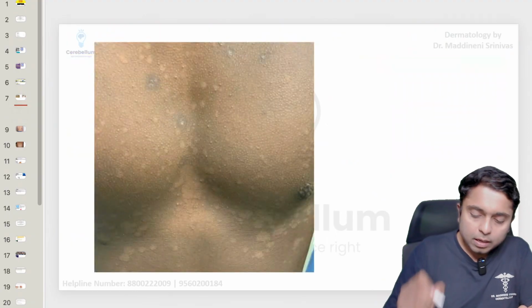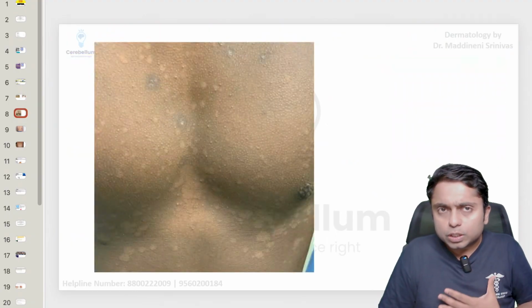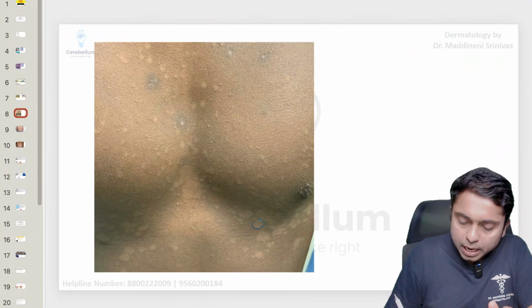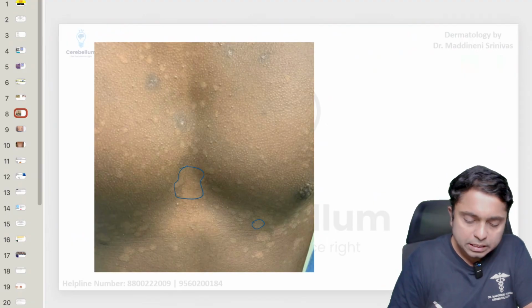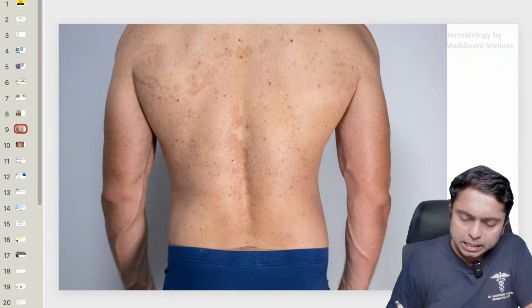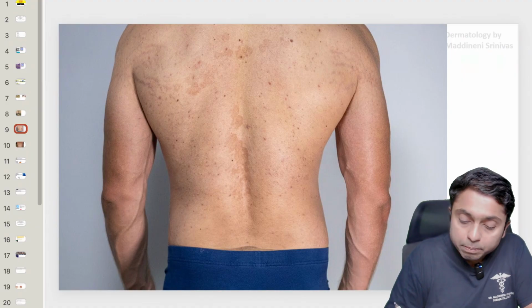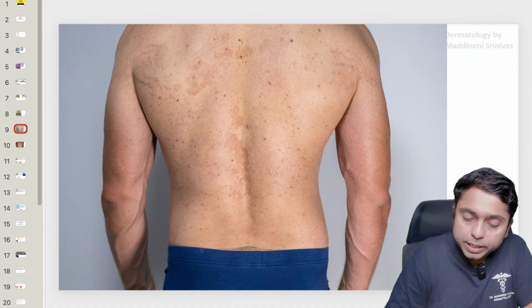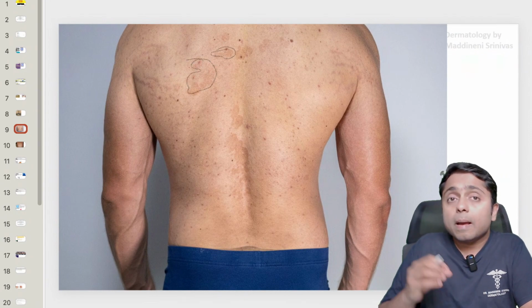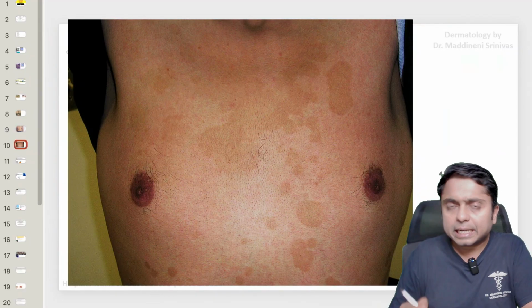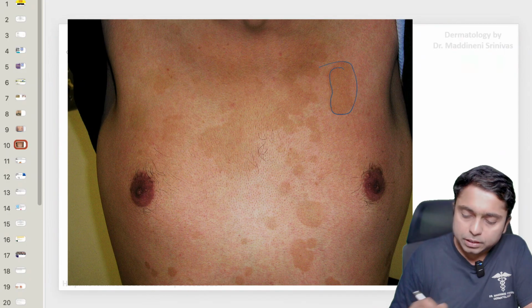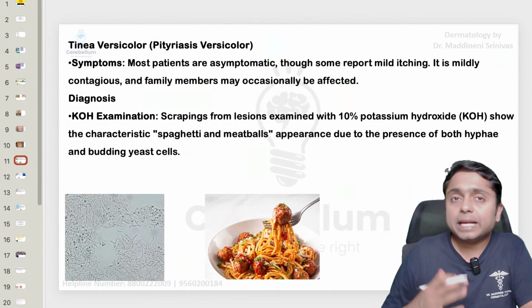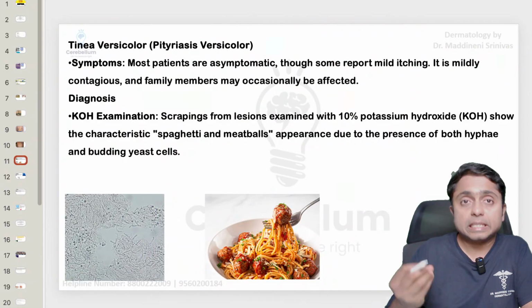This is the actual picture where you are able to see over the trunk there are so many hypopigmented macules and patches. The surface will have scaling also, which is very characteristic of this condition. And here is another patient where you are able to see multiple hyperpigmented macules which are coalescing to form patches. This is yet another picture with hyperpigmented patches. This is the usual site, that is the trunk, where commonly we can see the lesions.